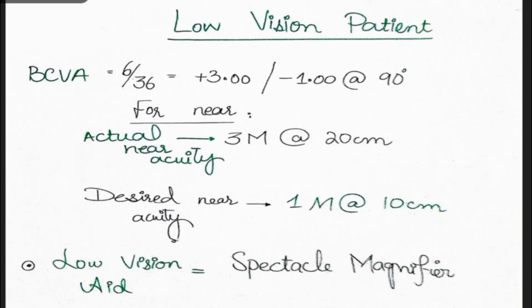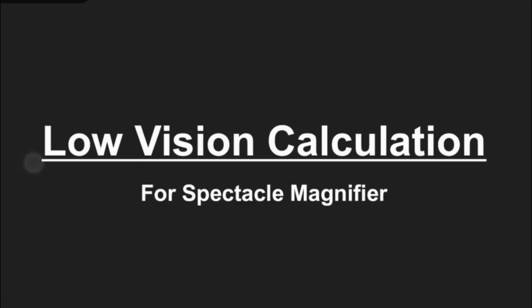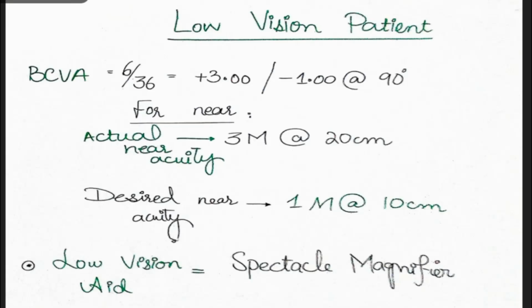But his actual near acuity, because of whatever reason which made him a low vision patient, gives him about 3M at 20 centimeter vision. So according to his requirement, we can prescribe him any kind of low vision aid. After seeing his requirement, we came to know that the patient can use a spectacle magnifier in order to see close-up objects clearly, right? So our low vision aid is the spectacle magnifier.